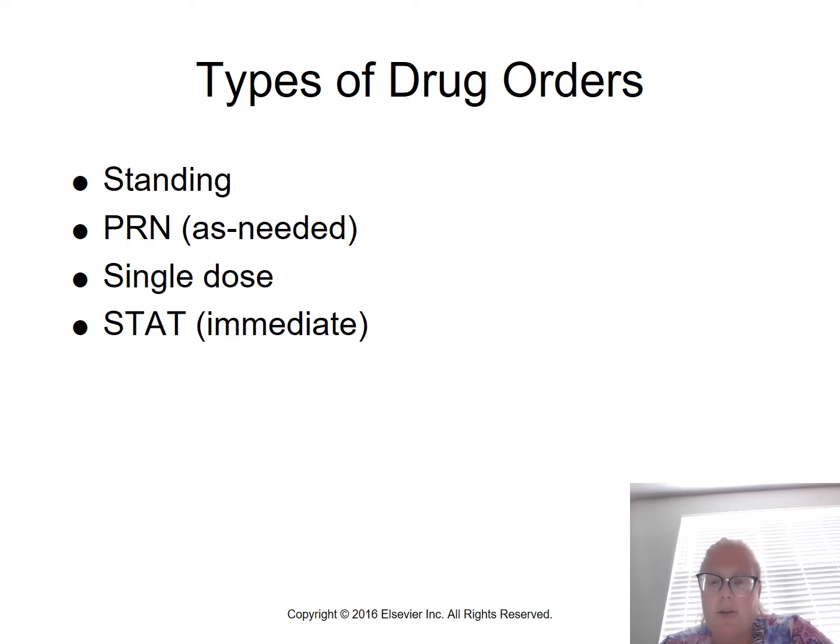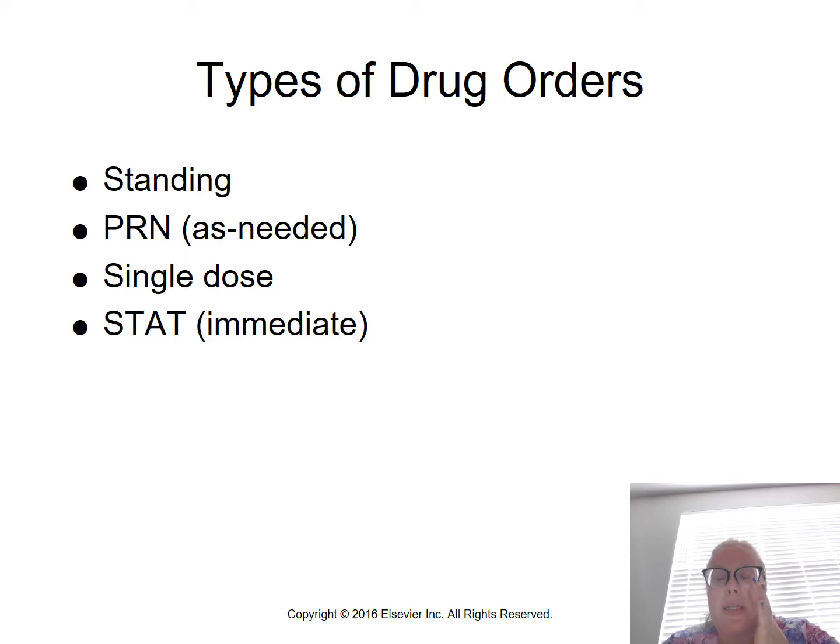Then we have single dose orders. A single dose order is to give a drug only one time. An example would be your patient is having a blood transfusion and they're going to receive 2 units of blood. In between those units of blood, the physician may order furosemide or Lasix 20 milligrams IV times 1 between units of blood. So I give it once in between those units, and then the order automatically discontinues from the MAR, or the medication administration record.